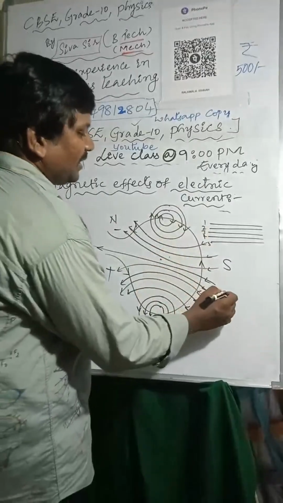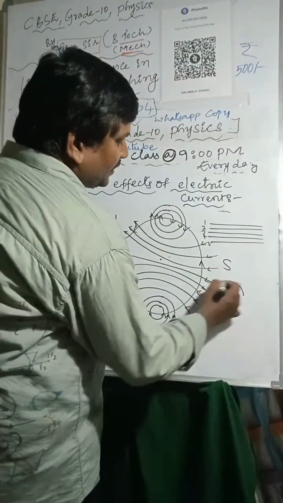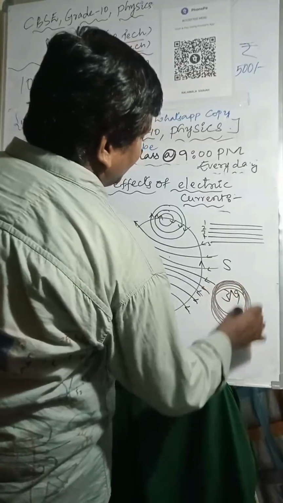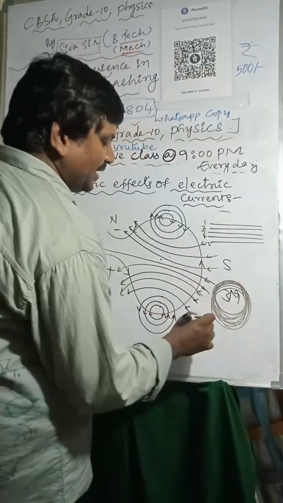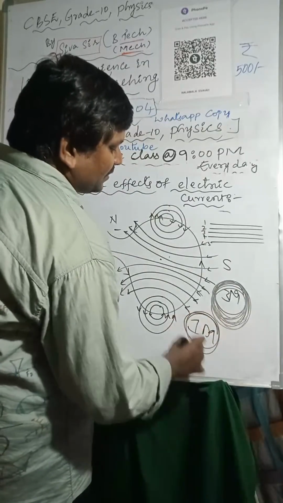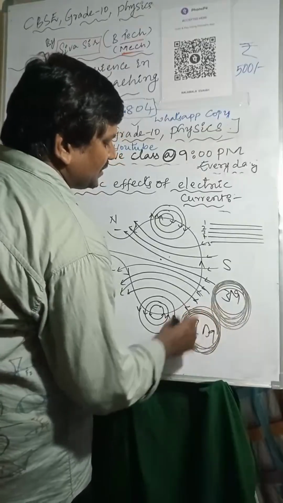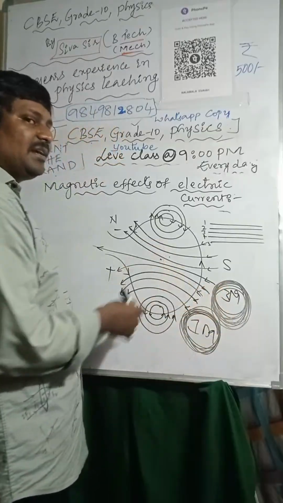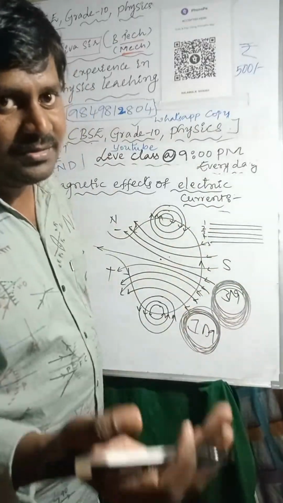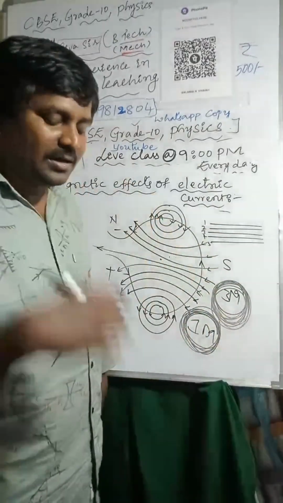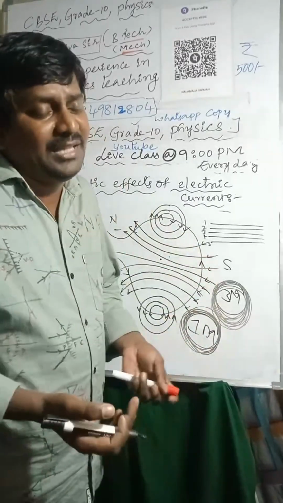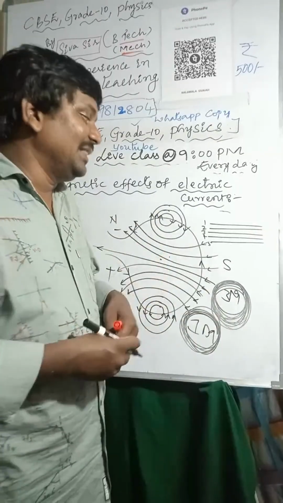This question will come for 3 marks. Very important. It will also come for 1 mark. So this question comes for 1 mark and 3 marks. Sir, how will it come? How will they ask in the exam?